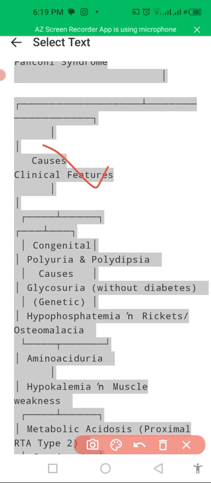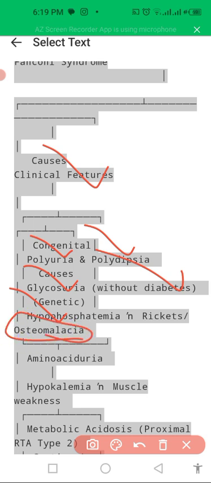It is polyuria, polydipsia. The frequency of urine will be increased, and glycosuria will be there without diabetes. The patient will have no history of diabetes mellitus, but there will be excessive glucose in the urine, hypophosphatemia and rickets. The patient will have osteomalacia with aminoaciduria. There will be amino acids in the urine, which gives a clue of Fanconi syndrome.